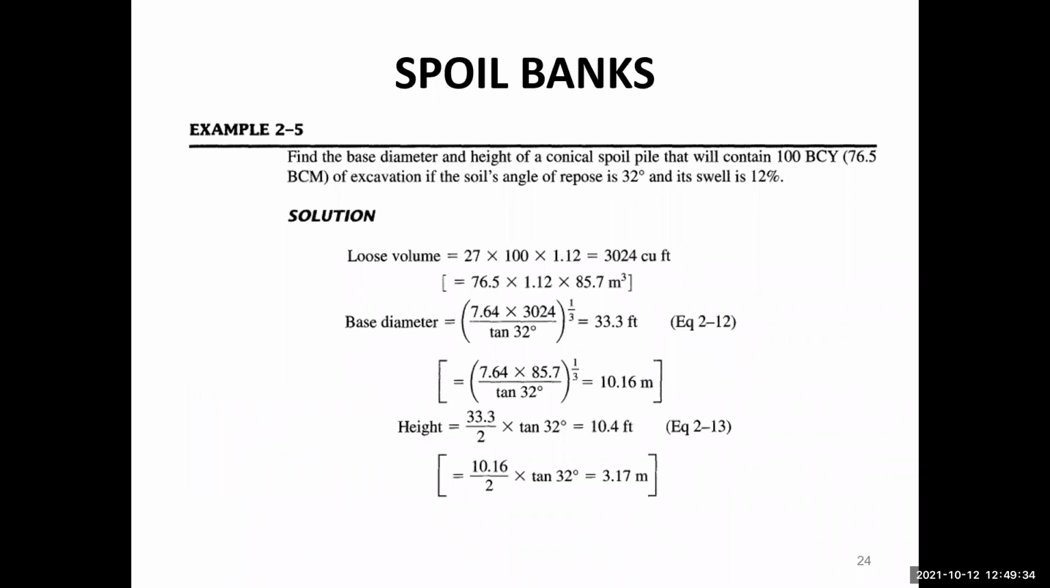Example 2-5. Find the base diameter and height of a conical spoil bank. So this is the example for a conical spoil bank. So base diameter we need to find. That is, we need to find the base diameter and the height h. Okay. And if it contains 76.5 bank cubic meter of excavation, if the soil's angle of repose is 32 degree and its swell is 12%.